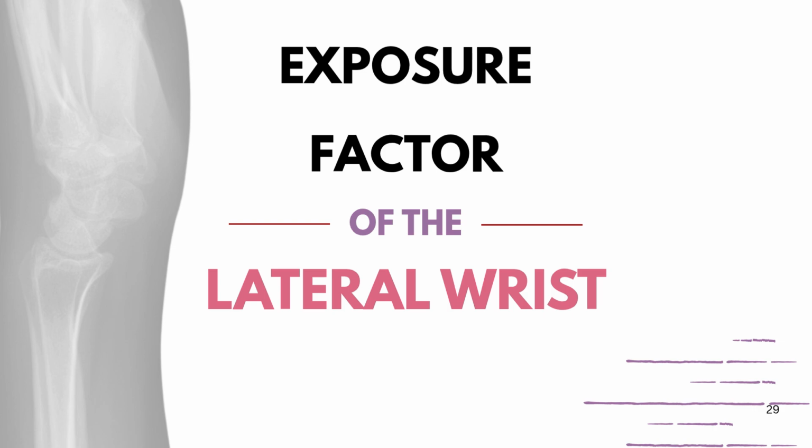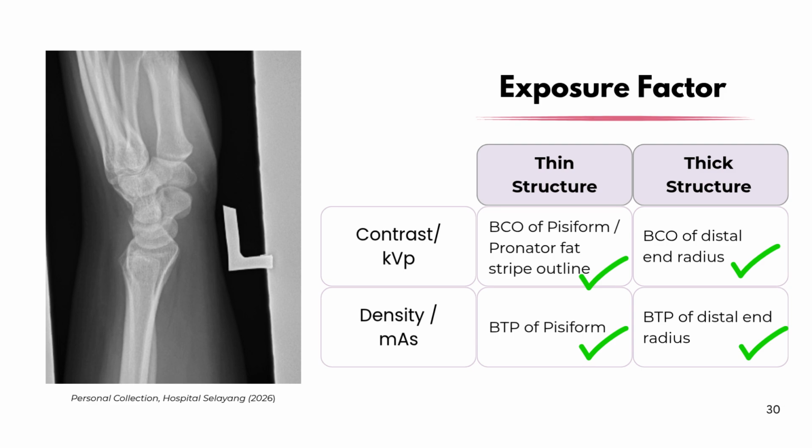Exposure factor evaluation is important to ensure adequate image contrast and density, allowing both thin and thick anatomical structures to be visualized clearly. This image demonstrates an optimally exposed lateral wrist radiograph. The border cortical outline of the pisiform, pronator fat stripe, and distal radius are clearly visible. In addition, the bony trabecular pattern of both the pisiform and distal radius can be identified, indicating appropriate kVp and mAs selection.